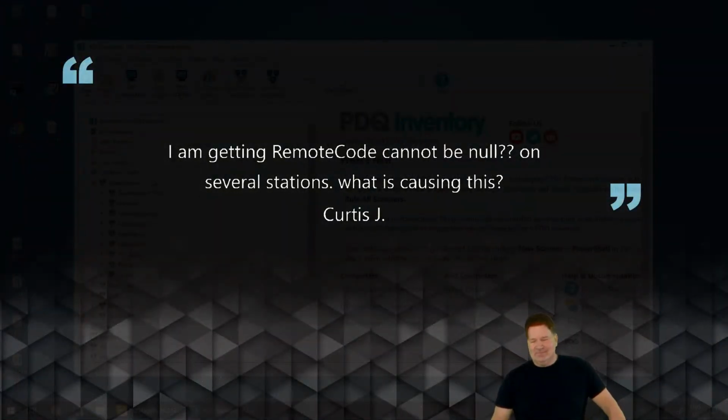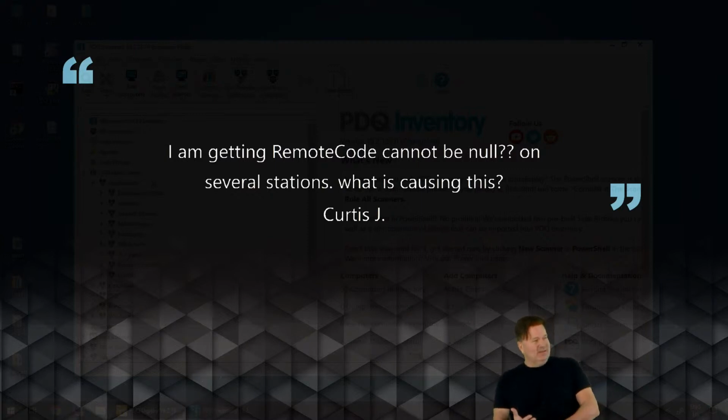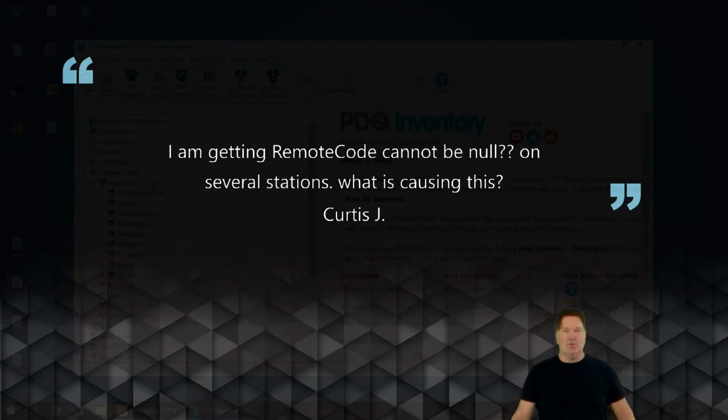Sorry about those guys. I'm getting remote code cannot be null on several stations. What is causing this? Thanks, Curtis J. I have never run into that error. What are you running? I'd say send in a ticket to solutions, that way we can get a better idea of what we're looking at. I don't know exactly what might be causing that without knowing what's running. Are you running PowerShell? Is it a batch file install? This is uncharted territory. Send that to support. Don't know on that one.